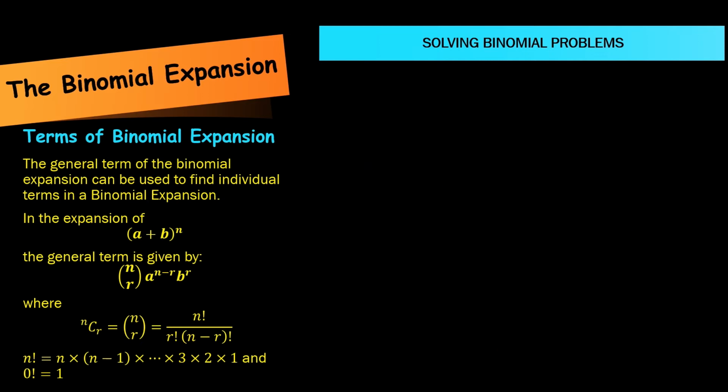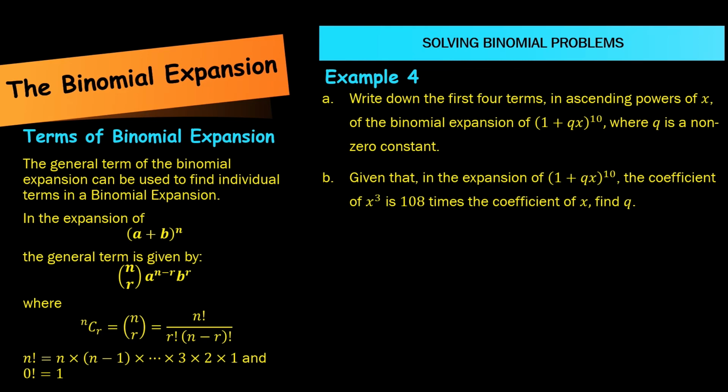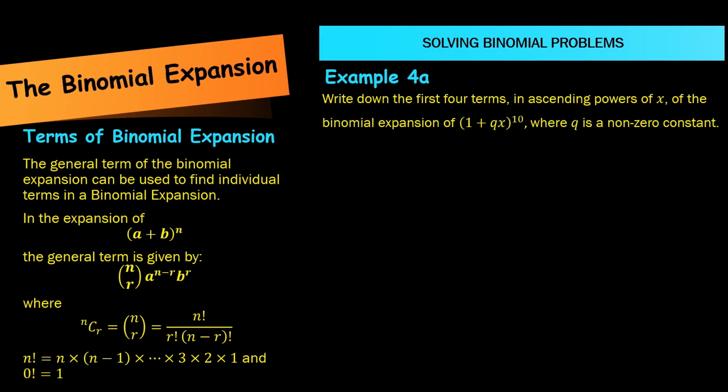Now let's have a go at another example. Pause the video and have a go. Press play when you're ready to view the solution. So let's take a look at example 4a first. Write down the first 4 terms in ascending powers of x of the binomial expansion of 1 plus qx all raised to the power 10, where q is a non-zero constant.